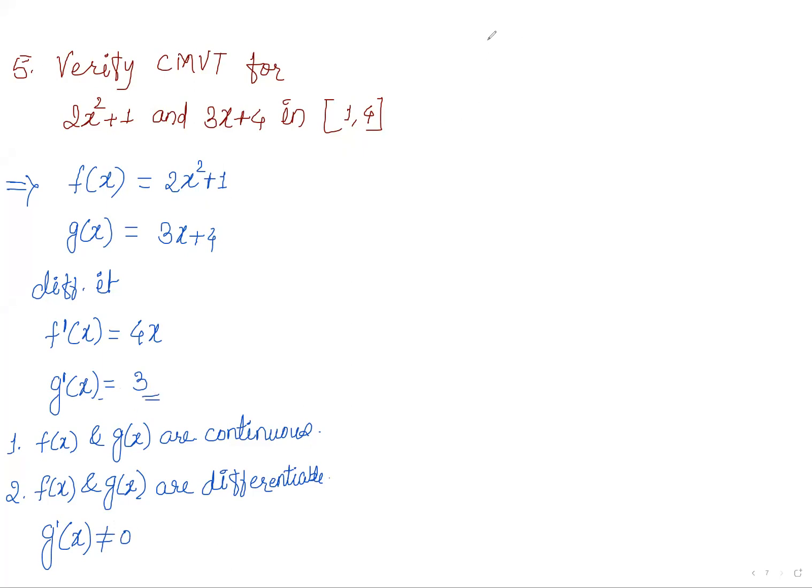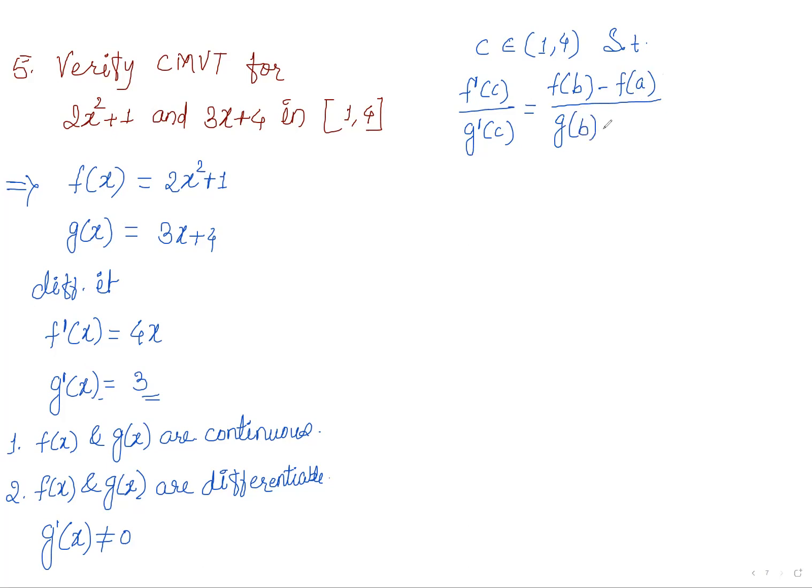Then there exists c which belongs to the interval 1 to 4 such that f dash of c divided by g dash of c is equal to f of b minus f of a divided by g of b minus g of a. Now let us calculate. Consider f of x. So f of x is equal to 2x square plus 1. Here a is equal to 1. So f of 1 is equal to 2 plus 1, which is equal to 3. Here it is f of a. Then f of b for 4.